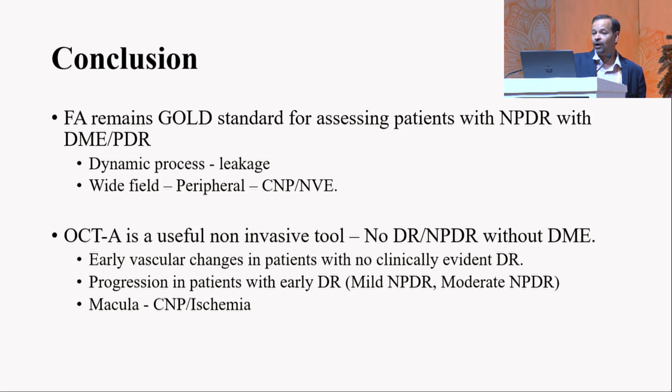So as of now, FA remains the gold standard for assessing patients with non-proliferative diabetic retinopathy. Because FA is a dynamic process, one added asset over OCTA is leakage, and as of now FFA provides a wider field, allowing us to pick up peripheral CNPs and peripheral neovascularizations. OCTA is a very useful non-invasive tool.